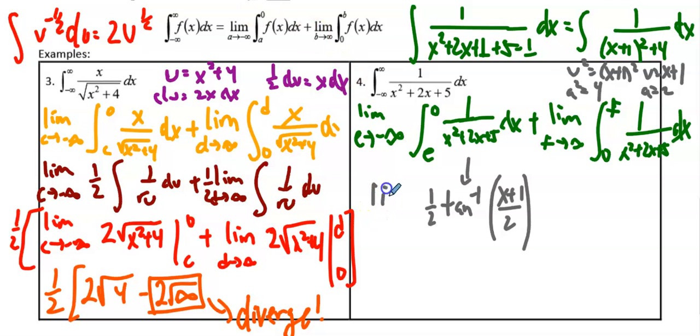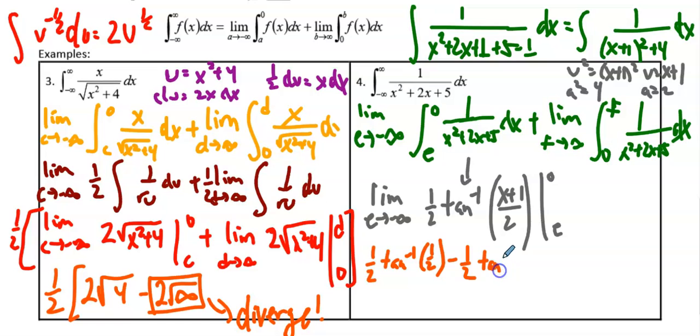And we're going to do the limit as e approaches negative infinity, and we're going to evaluate that from e to 0. So actually, let's just do this first part first. We're going to start evaluating this. I'm going to do 1/2 the arctangent. We're going to plug in 0, and we're going to get 1/2. And then we're going to do minus 1/2 the arctangent of negative infinity plus 1 over 2, which is going to be negative infinity. It's going to be a huge number, right? Negative infinity plus 1 over 2 is negative infinity. So that's going to be our first part.